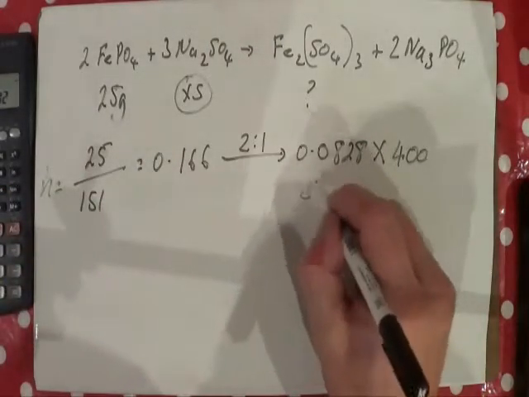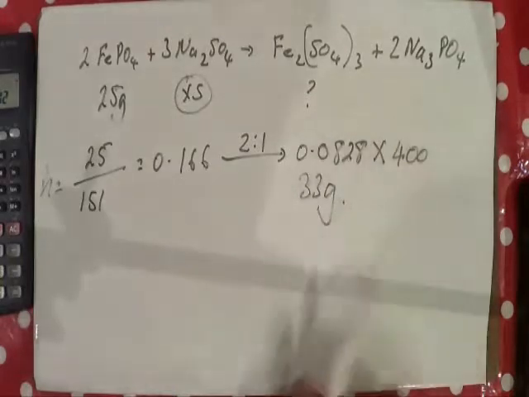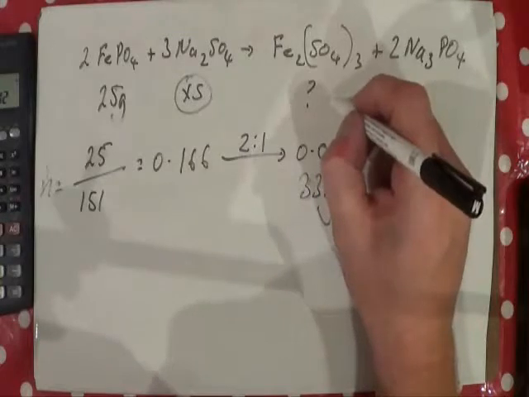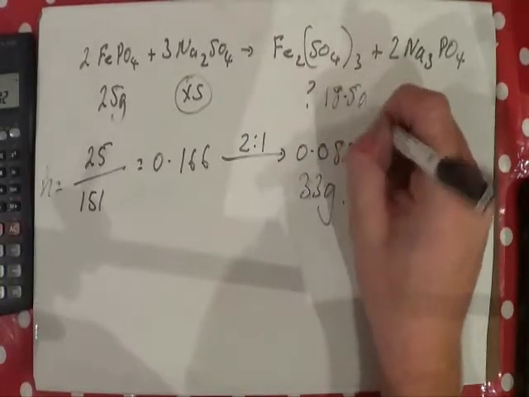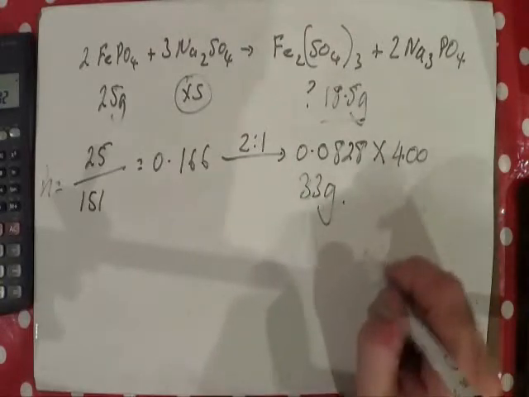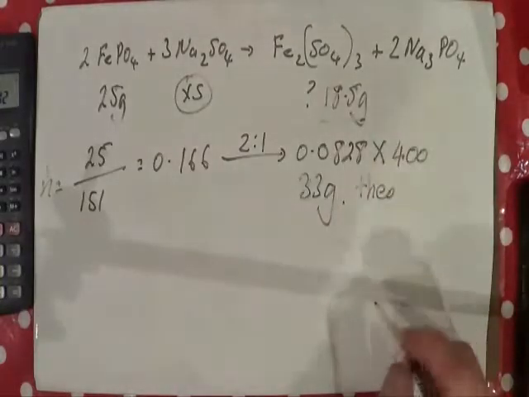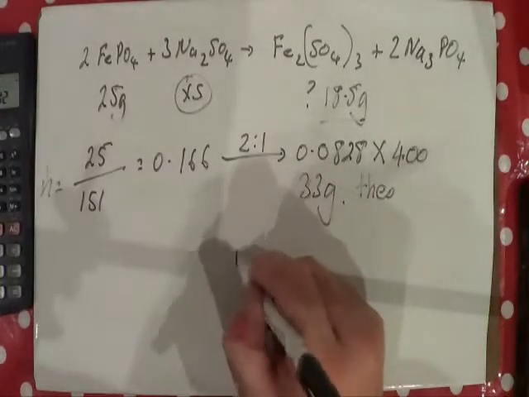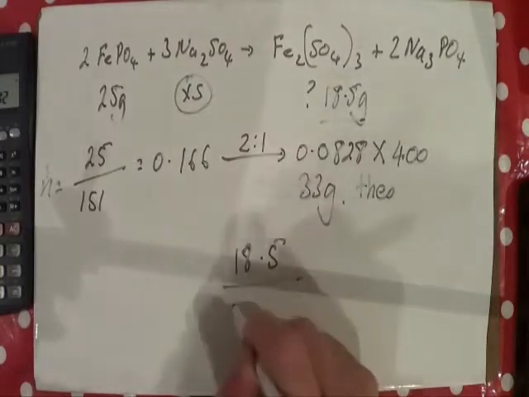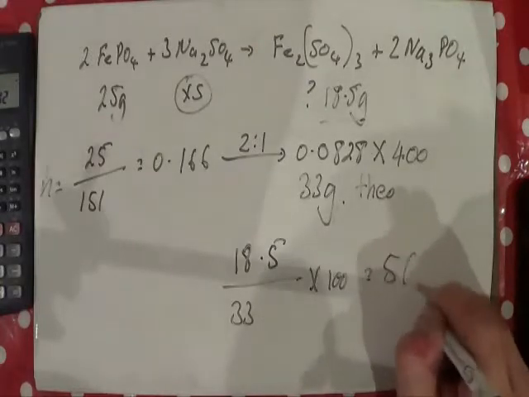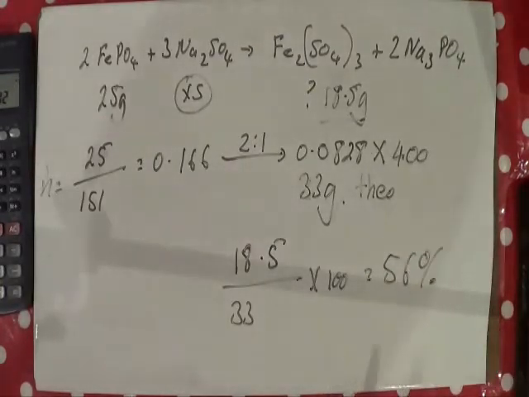Okay, so I should make 33 grams of that. The examiner then tells me that in actual fact you made 18.5 grams of it. So this time we've had to work out the theoretical yield, and my percentage yield is that divided by 33 times 100, which gives me 56%. That's the yield that I would have expected.